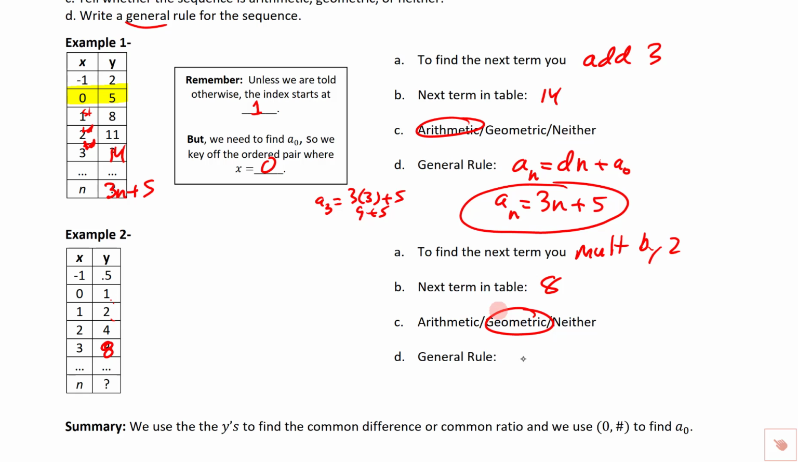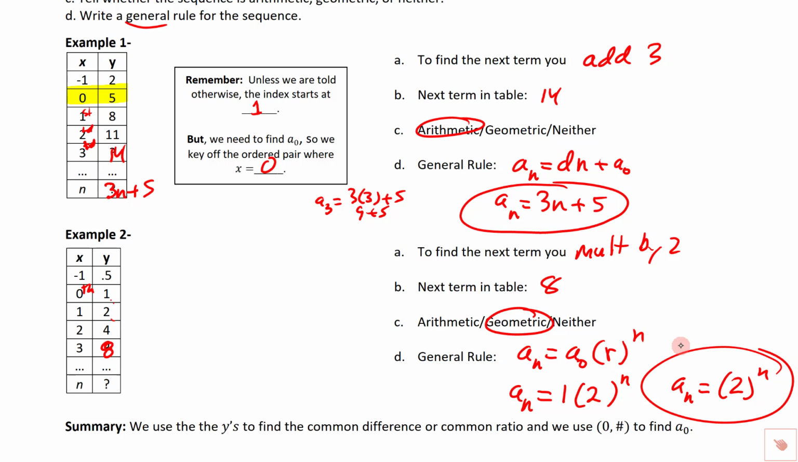And now we need a general rule, and that general rule is going to look like this. It's going to be a naught, whatever the ratio is, raised to the n. So in this case, we need to know what's the 0th term. Well, in this case, it's going to be a 1, because that corresponds right there. That's the 0th term. So we're going to put a 1 right here. Common ratio is 2, and we raise that to the n. I am going to clean this up just a little bit. We're just going to write this down as 2 to the n. Circle that, and we're all set to go.